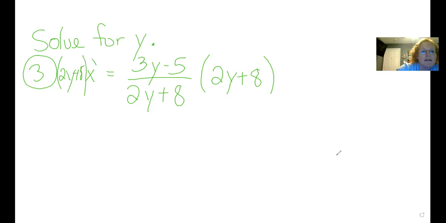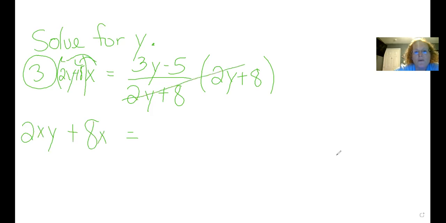Now, when you do that, remember that this right here is going to distribute. So we're going to get 2xy plus, and then we have 8 times x, 8x. And so remember, you got to make sure your x goes with the 2y part and your x goes with the 8 part. And then also remember, over here, this 2y plus 8 is going to cancel out and just leave you with 3y minus 5.